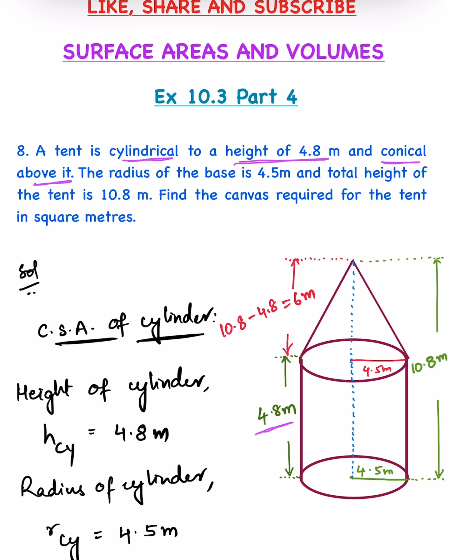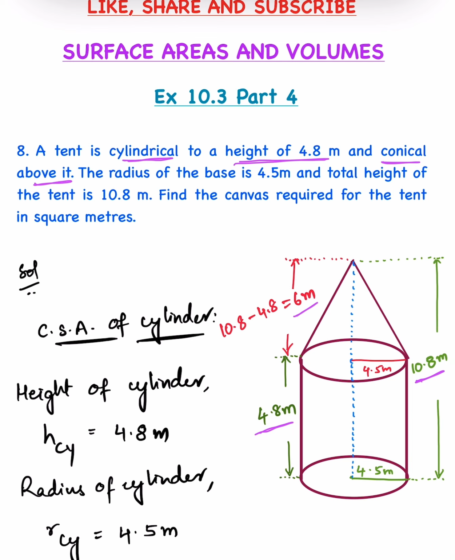The radius of the base is 4.5 meters and total height of the tent is 10.8 meters. Find the canvas required for the tent in square meters. Here we know that the total height is 10.8 meters and height of the cylinder is 4.8 meters. So what is the height of the cone? It is 10.8 minus 4.8, which is 6 meters. And radius of the base is same for both cylinder and cone, which is 4.5 meters.